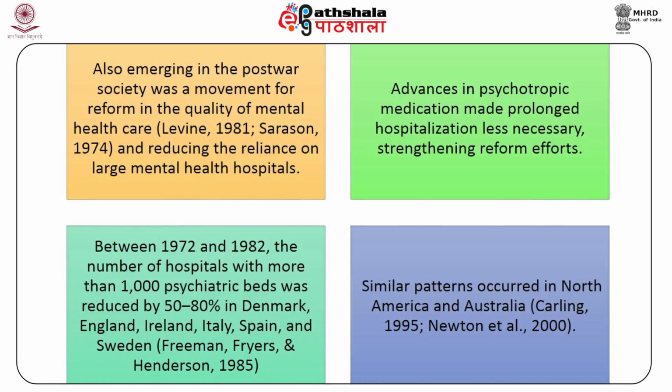Between 1972 and 1982, the number of hospitals with more than 1,000 psychiatric beds was reduced by 50 to 80% in Denmark, England, Ireland, Italy, Spain, and Sweden. Similar patterns occurred in North America and Australia. With so many large mental hospitals closing, new models of care were needed. In 1961, the federally sponsored US Joint Commission on Mental Illness and Mental Health recommended sweeping changes in mental health care.